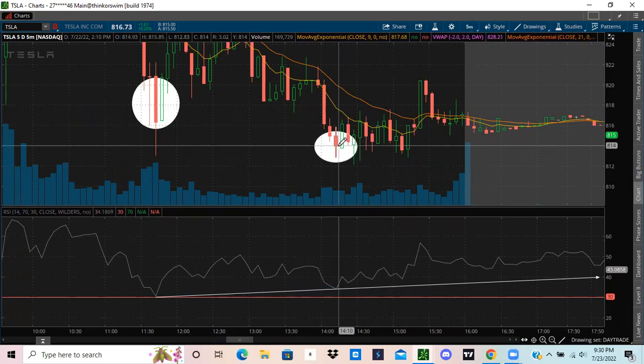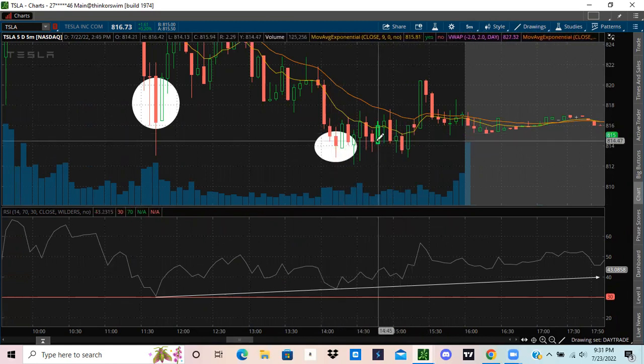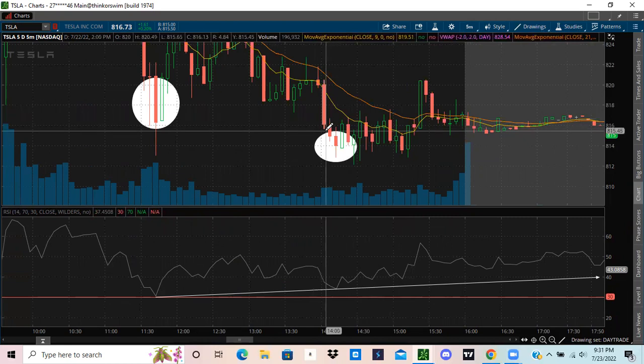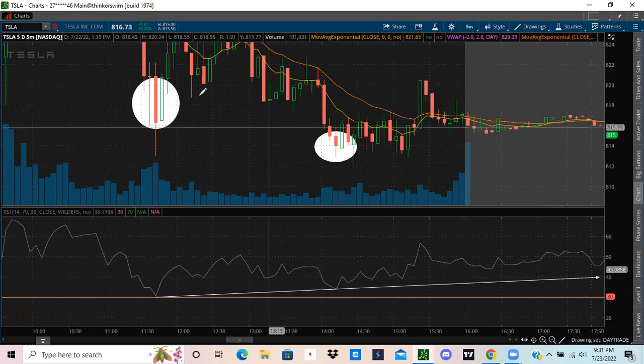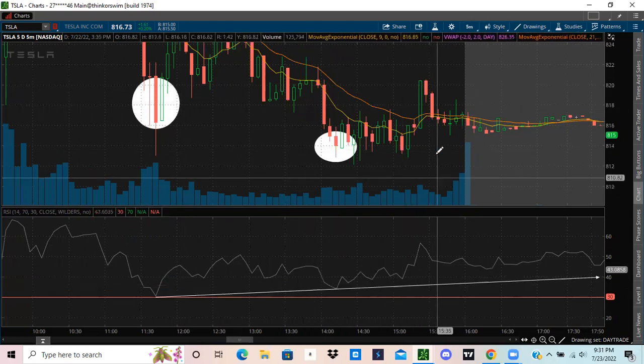And what do you know? From those lows of 814, we consolidate. There's always 3 stages of a reversal. Okay, you have your downtrend, your consolidation, and then your uptrend. And look at that. There's a perfect reversal right here. And that's a nice bullish divergence opportunity.